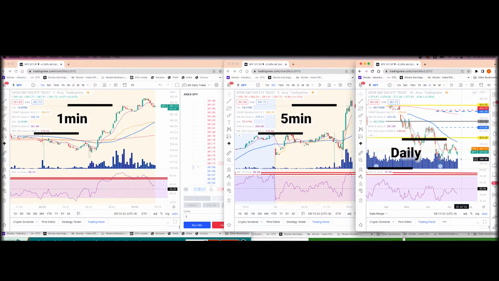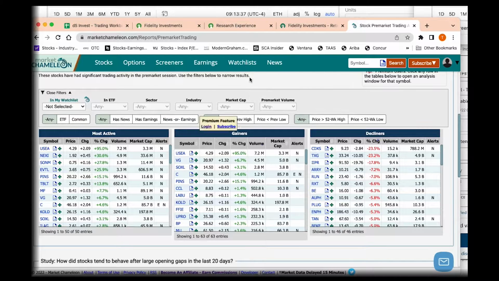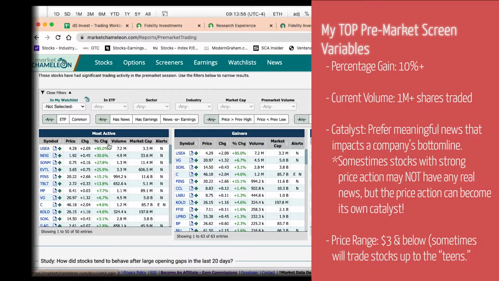How do I confirm that? Well, let's get into that. I'll go right into Market Chameleon, an online platform that I like to use to screen for pre-market activity. I generally only trade the morning, so I'm less concerned with after hours unless I'm tracking something specific the following day. What I like to look at is the most active, or the most active by percentage gain from yesterday. I also take into account volume and what the catalyst is.